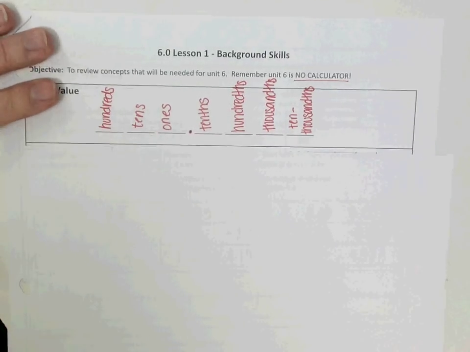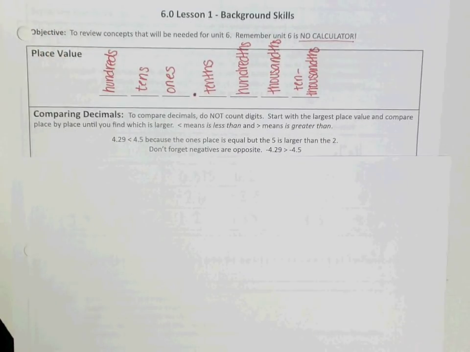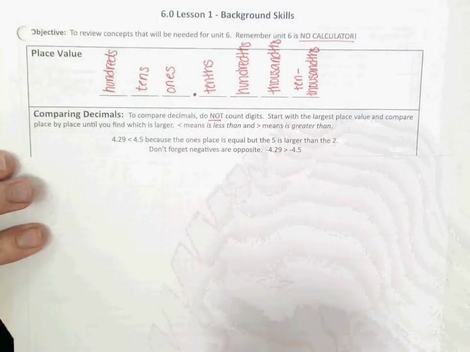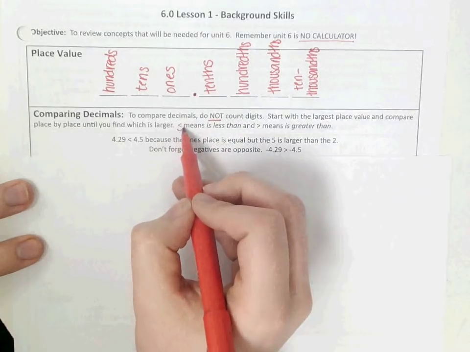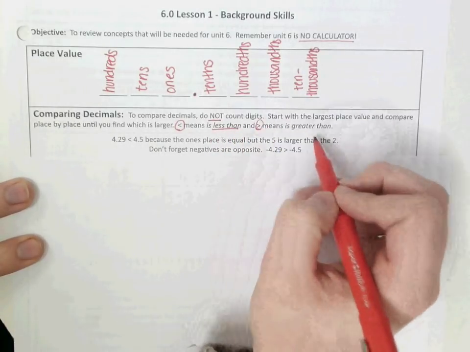Okay, so now let's jump down here to comparing decimals. It says to compare decimals, do not count digits. Just because a decimal has more numbers behind the decimal place does not make it bigger. We want to start with the largest place value and compare place by place until we figure out which is larger.